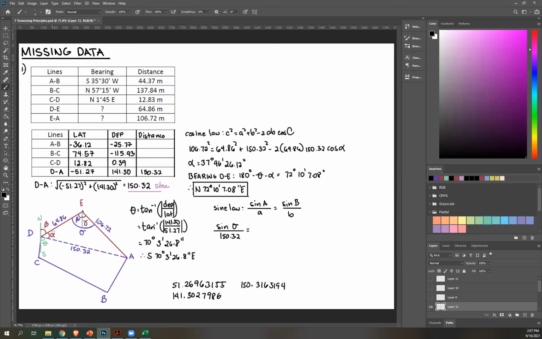Then, since this is what I know already, I'm gonna use that. Again, that's the only angle that I know of for this triangle. So equals sine alpha over its opposite length, 106.72. Okay, then using this, you can solve what's sigma.